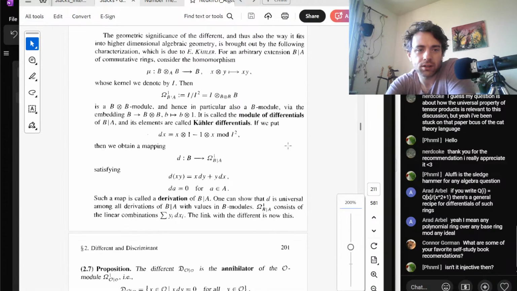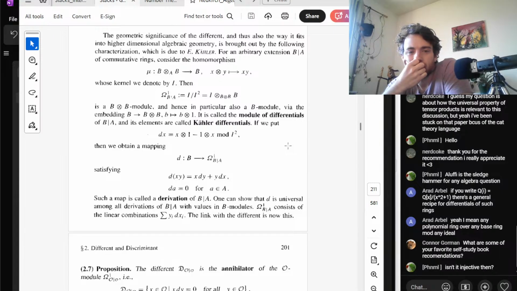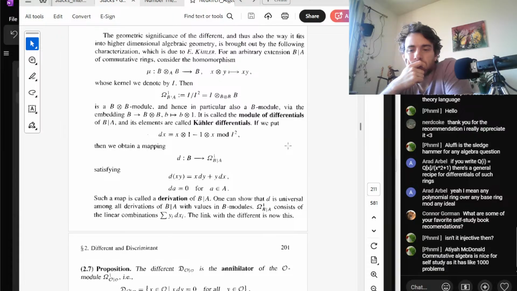Right. Can this be right? Certainly, I've done something stupid, right? Arbitrary extension of commutative rings. Yeah, we took that homomorphism. We computed the kernel.